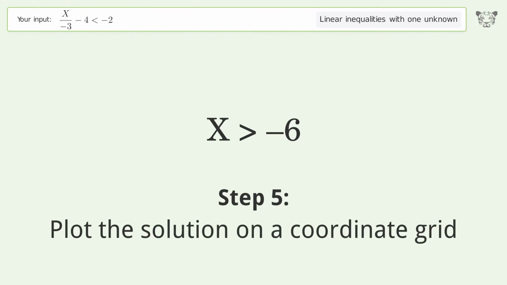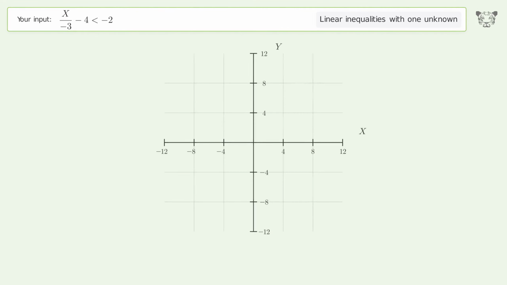Plot the solution on a coordinate grid. And so the final result is x greater than -6.